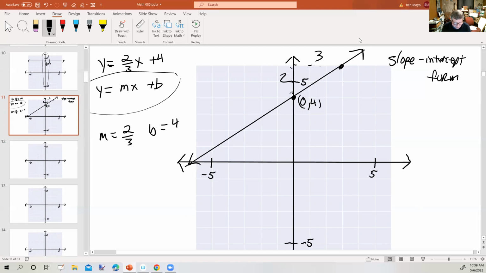This is the big deal of the day, slope-intercept form. We're going to look at ways to, given an equation, extract the slope and the y-intercept and use them to graph. Given a graph, extract the slope and the y-intercept to get the equation, to go back and forth. All right, so here we go.